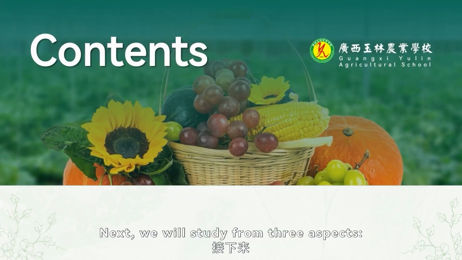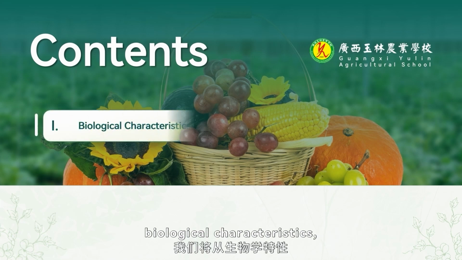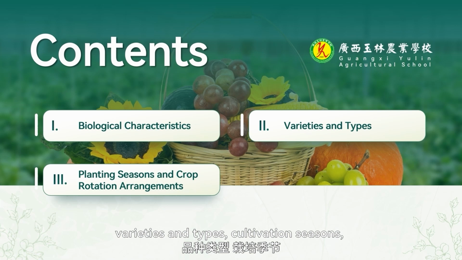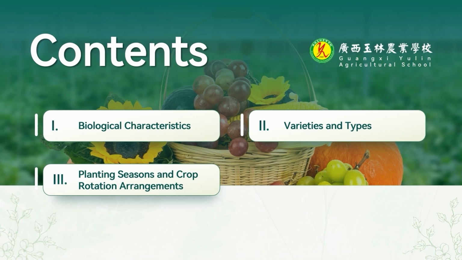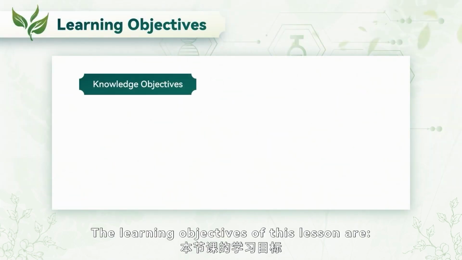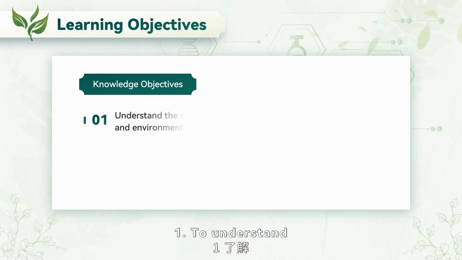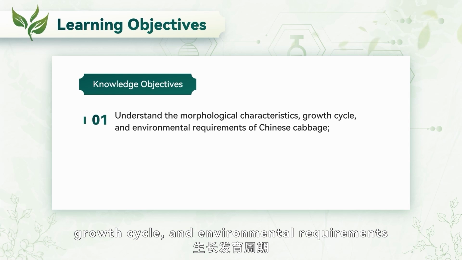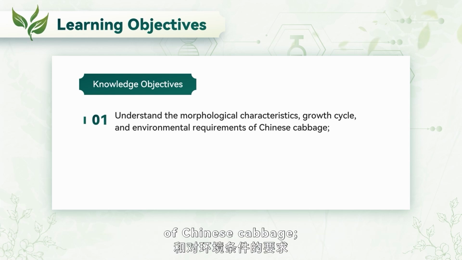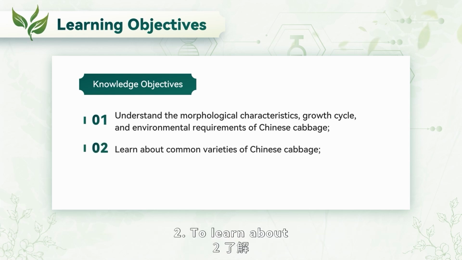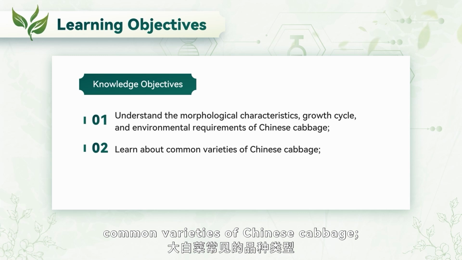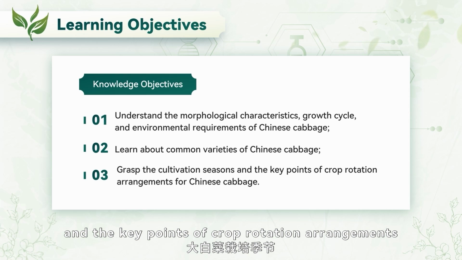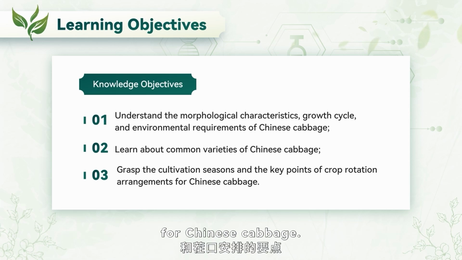We will study from 3 aspects: biological characteristics, varieties and types, cultivation seasons, and crop rotation arrangements. The learning objectives of this lesson are: 1. To understand the morphological characteristics, growth cycle, and environmental requirements of Chinese cabbage. 2. To learn about common varieties of Chinese cabbage. 3. To grasp the cultivation seasons and the key points of crop rotation arrangements for Chinese cabbage.